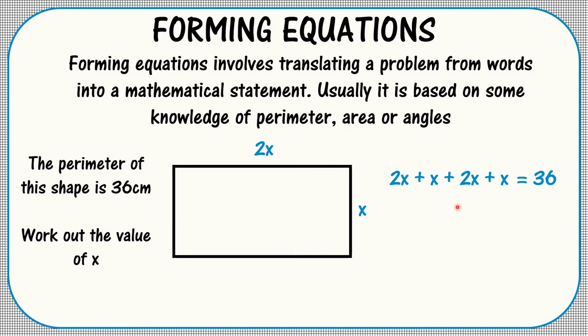Now we need to tidy this up. 2x plus 2x plus x gives us 6x. This was equal to 36 as nothing has happened to the 36. Now we solve this. The opposite of timesing by 6 is dividing by 6. So x is equal to 6. Therefore, we will say that x is equal to 6 centimeters. So what we have done from this statement of words, we created a mathematical statement and we were therefore able to solve the question.